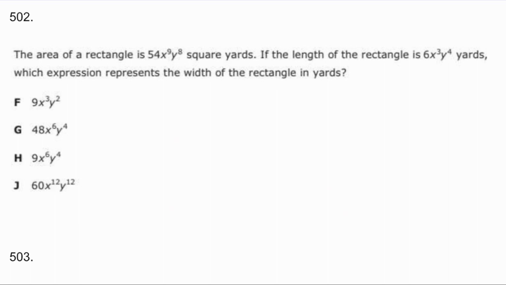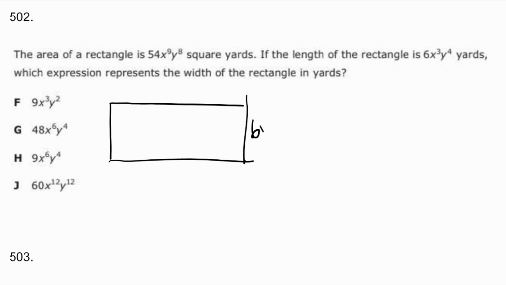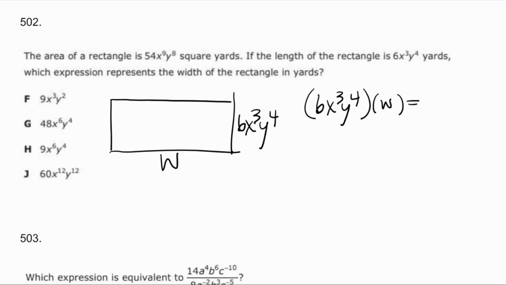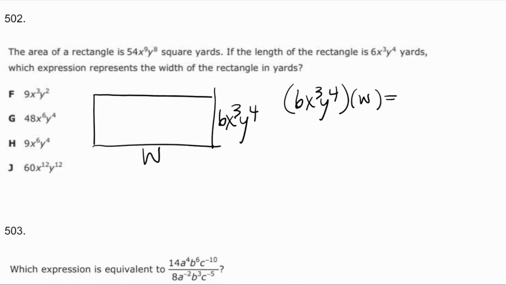Okay. The next one's talking about the area of a rectangle. So I'm going to draw the rectangle. The area is 54x to the 9 y to the 8. The length of the rectangle is 6x to the 3 y to the 4, and that's going to be the width. So 6x to the 3 y to the 4 times the width, that's going to equal the area. I don't know if I left quite enough room for that, so I'm going to go over here and put that in, 54x to the 9 y to the 8.